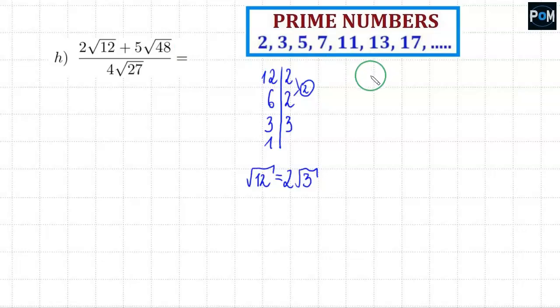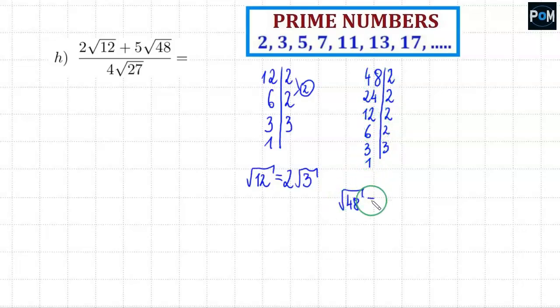The next number is 48. 48 divided by 2 gives me 24. 24 divided by 2 is 12. 12 divided by 2 gives me 6. 6 divided again by 2 is 3. And 3 only divides by 3, which gives 1. Here, my factorization ends. And I read what the square root of 48 is equal to.